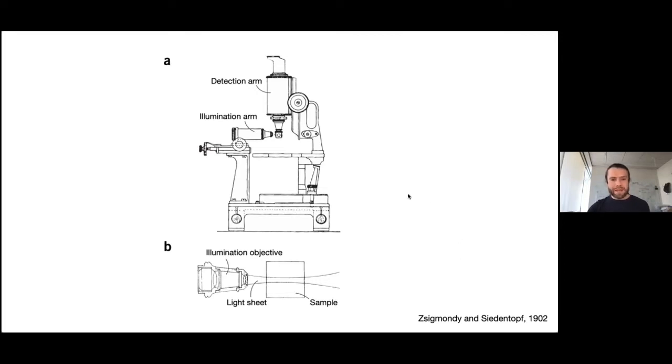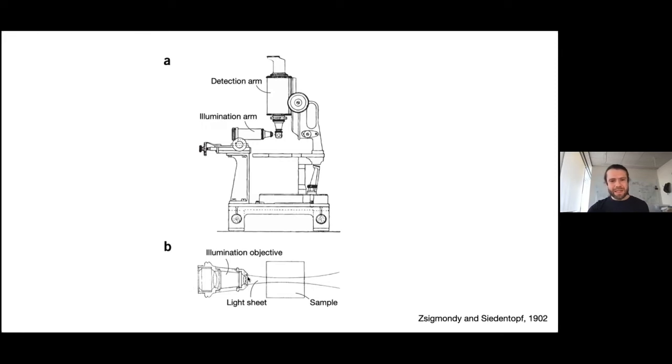Now, they didn't have lasers back then, so they used an illumination arm to create a laser sheet, a sheet of light from the side, and use the detection arm to image from above. And they didn't use this for neuroscience. I think they were looking at the structure of glass or something like that.